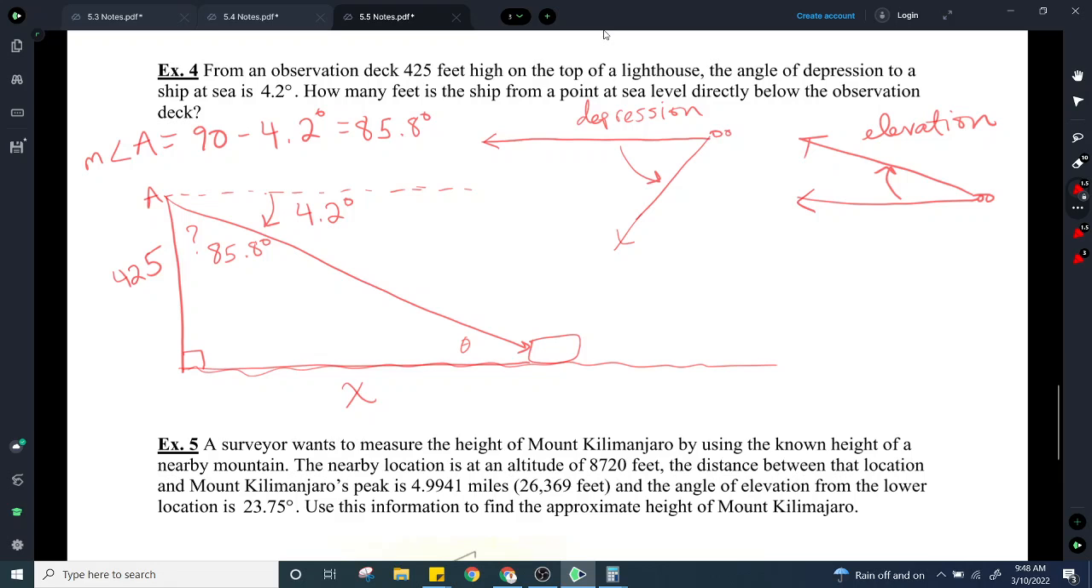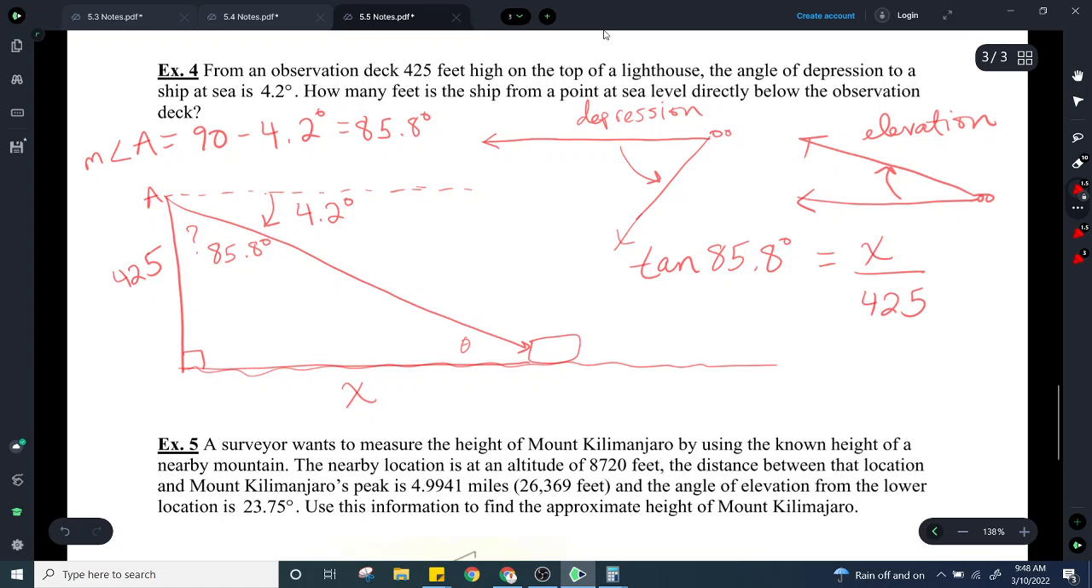So this is the angle I want to work with. This side is what I'm interested in, and I know this side is 425. So we're looking at the opposite compared to the adjacent. Which trig function would I be working with? That would be the tangent. Tangent of 85.8 degrees is equal to x divided by 425. We're going to solve for x by multiplying by 425 on both sides.